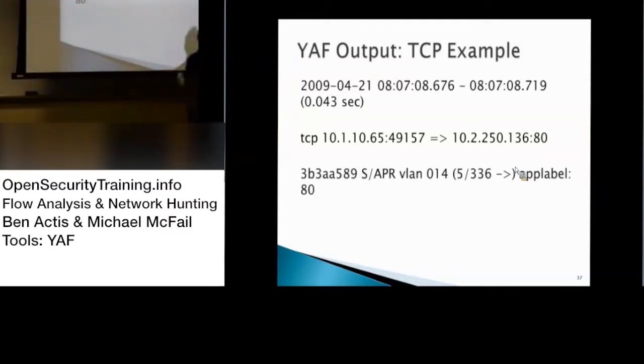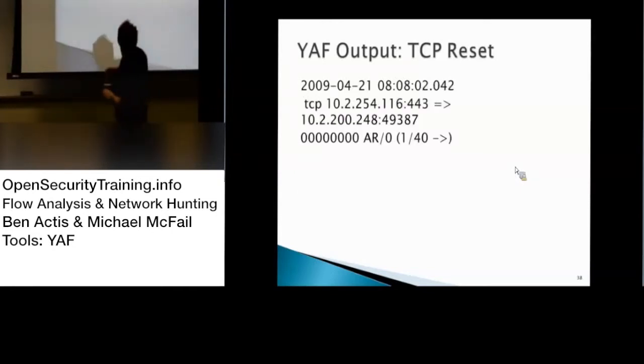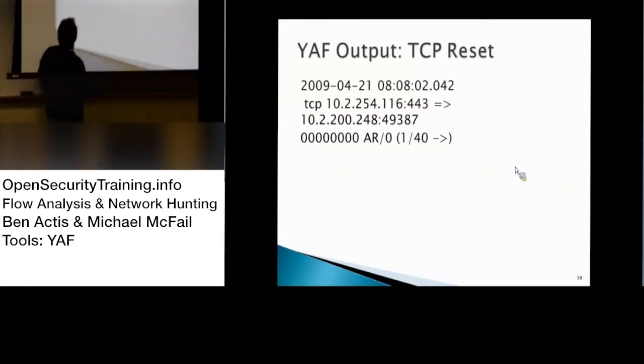Here's another TCP one, which is just a reset. So you've got things that are different. There's no duration here. It says when it was done. You have TCP again, direction, to here. This one was on 443 to this high-level port.